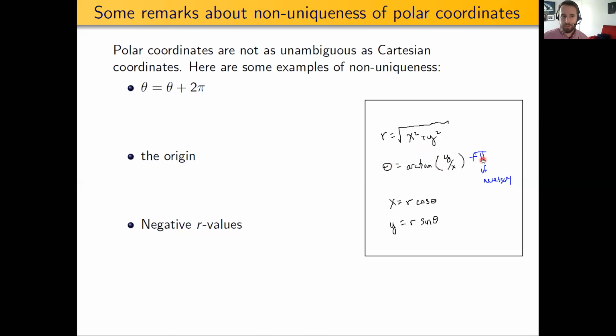Those two examples of our theta value being finicky, the undefined expression and then the possible plus pi, are two examples of the finicky nature of polar coordinates. In short, polar coordinates can be a little bit more finicky than Cartesian coordinates. There are some ambiguities or some non-uniqueness expressions that can potentially pop up. And there are three of them that I wanted to point out. So some examples of non-uniqueness here.